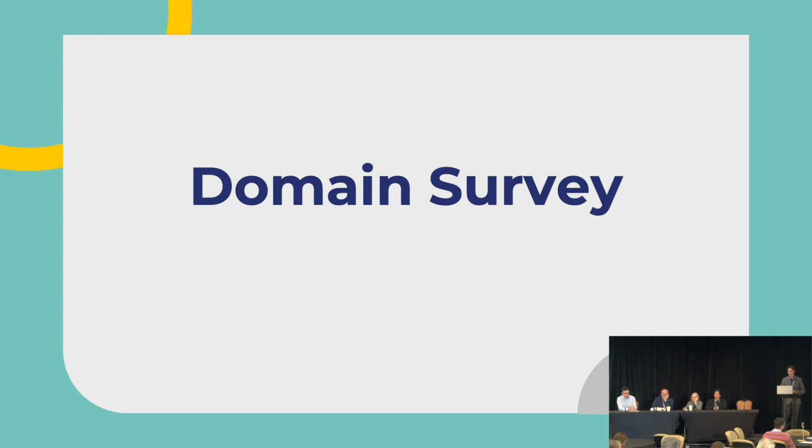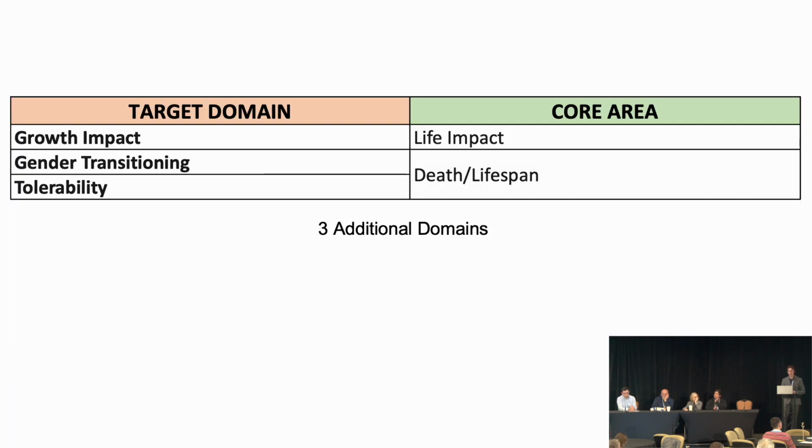And lastly, we have our domain survey, which was an online survey that was completed by many of you. Here, beyond what we already found, there were 3 more additional domains, which are growth impact in the life impact core area, and in the death and lifespan core area, gender transitioning and tolerability.